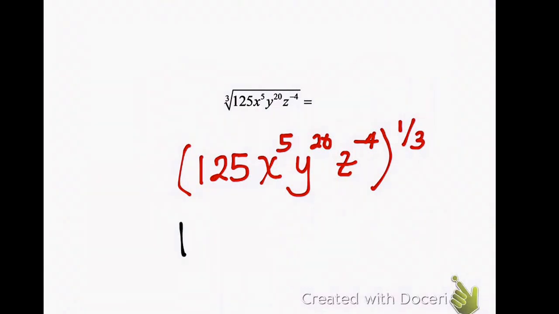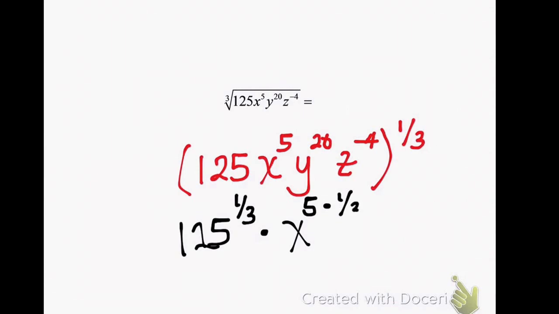So that would give me 125 to the 1/3 power times x to the 5 times 1/3 times y to the 20th times 1/3 times z to the negative 4th times 1/3. So simplify that.